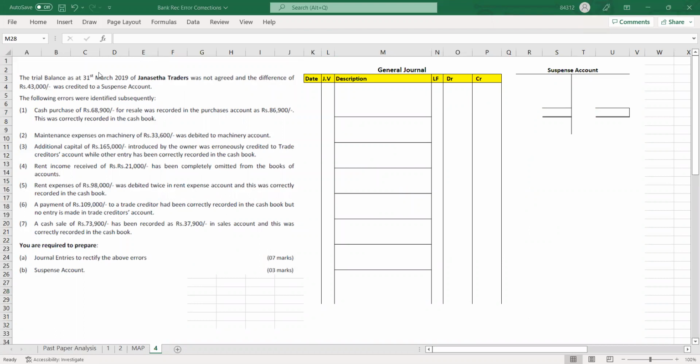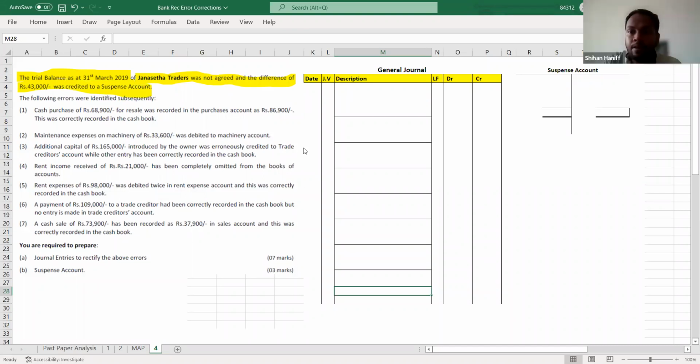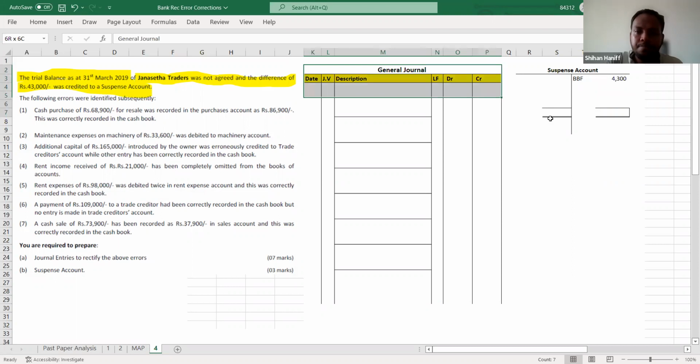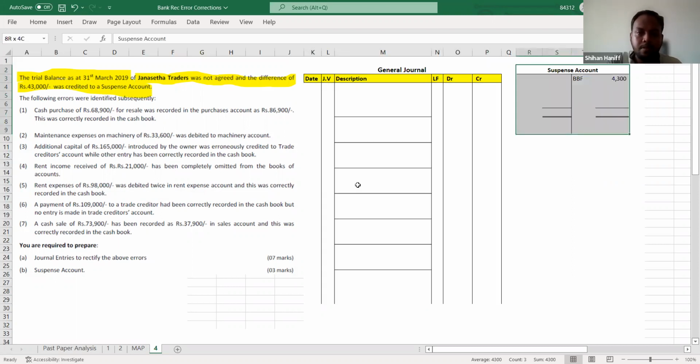The trial balance as at 31st March 2019 of Janasatha Traders was not agreed, and the difference of 43,000 was credited to suspense account. So if there is a difference in the trial balance, we transfer that difference into suspense account, an unknown account. It was credited, so we have to credit 43,000 to the suspense account. Can you all draw a general journal and a suspense account? Then I will explain one by one.